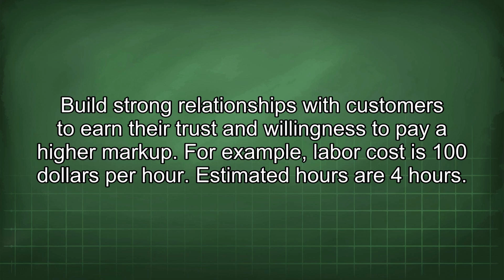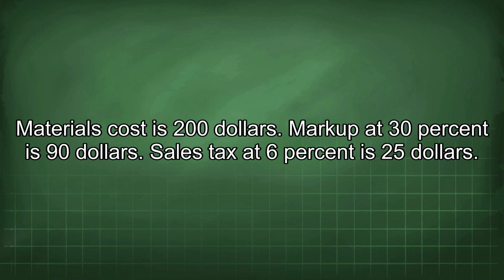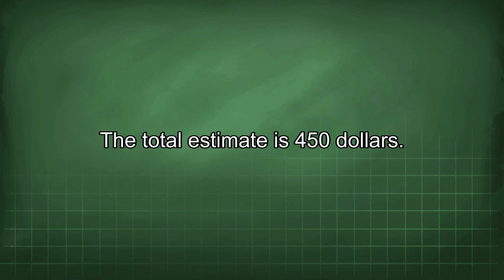For example, labor cost is $100 per hour. Estimated hours are 4 hours. Materials cost is $200. Markup at 30% is $90. Sales tax at 6% is $25. The total estimate is $450.